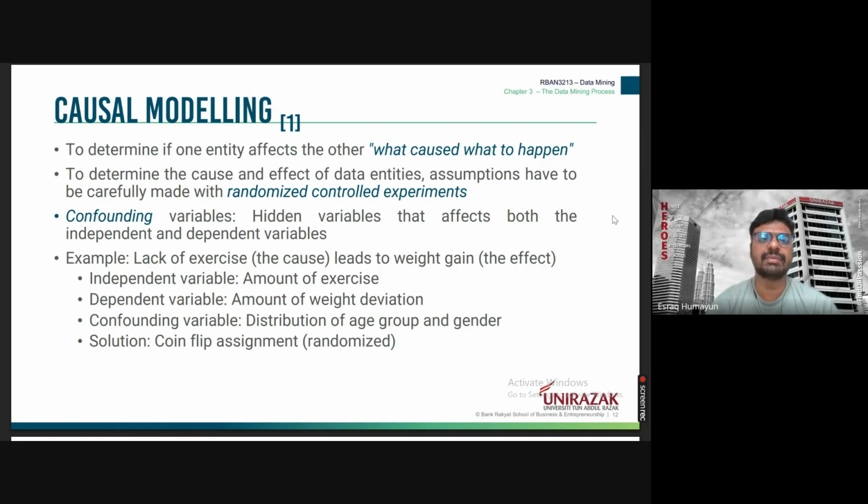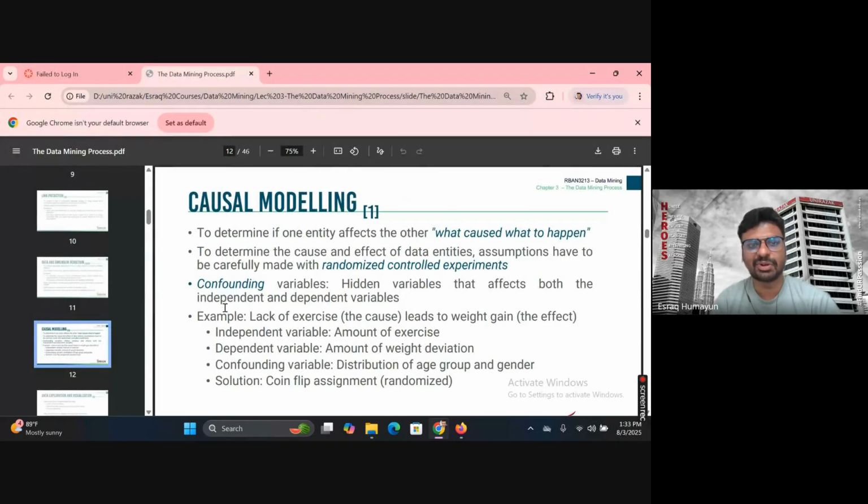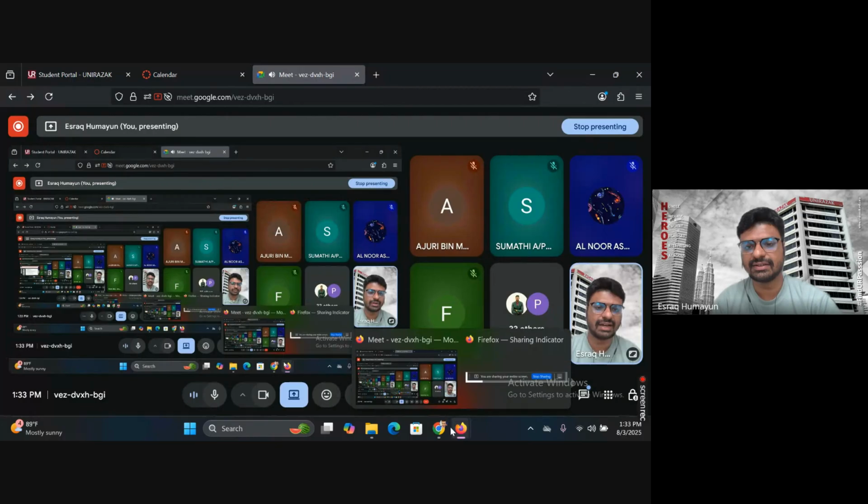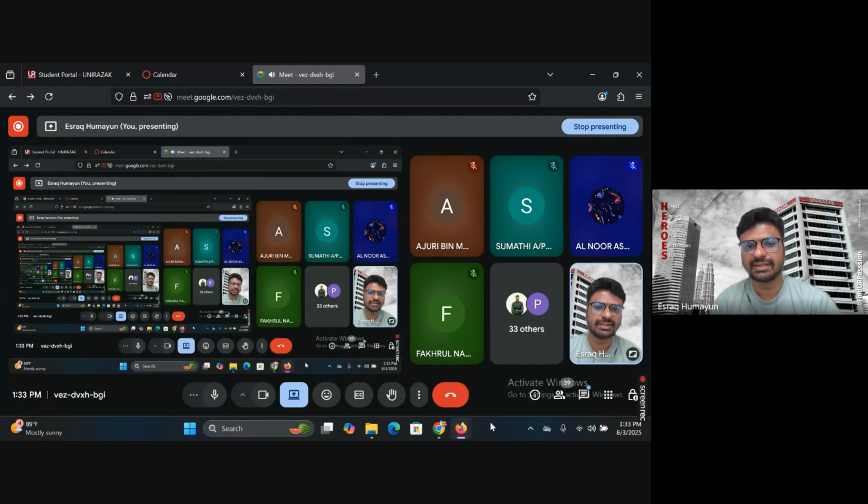Now, causal model to determine if one entity affects the other. What caused what to happen? To determine a cause and effect between data entities, assumptions have to be carefully made with randomized control experiments and confounding variables. Look, what is causal modeling? It's like association rule. Lack of exercise leads to weight gain. What is the independent variable here? Amount of exercise, and dependent variable, amount of weight deviation. Clear? What is causal modeling? Could you repeat, sir?